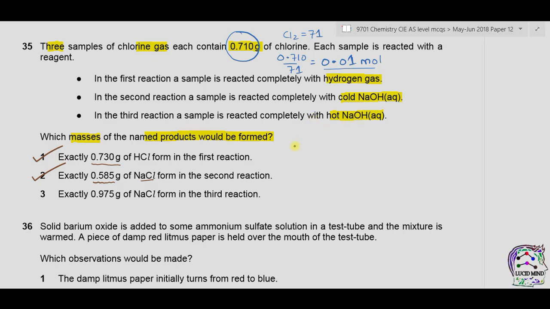Now option 3, chlorine is reacted with hot sodium hydroxide. Now the product formed will be like this. In the balanced equation we have 3 moles of chlorine that react with 6 moles of sodium hydroxide to form 5 moles of sodium chloride and 3 moles of water. So now the ratio between chlorine and sodium chloride is 3:5. As we have 0.01 moles of chlorine, so x moles of sodium chloride will be formed.